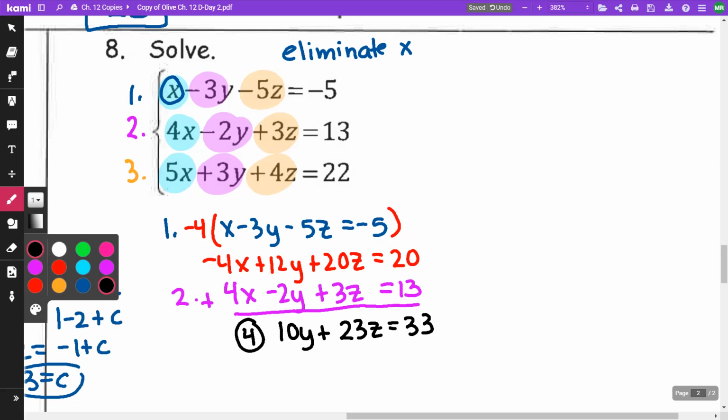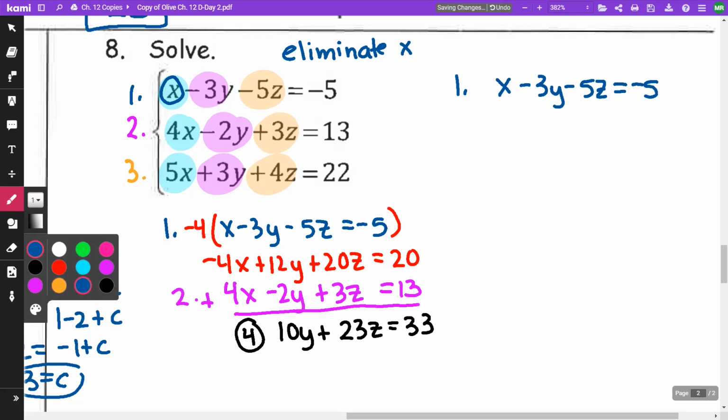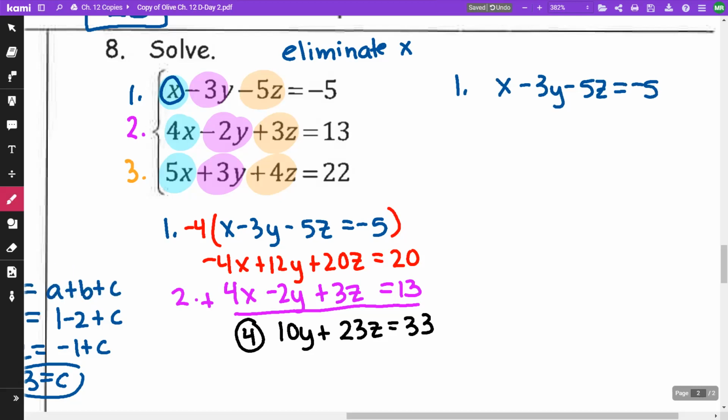So I'm again going to take equation 1. So I'm just going to do it up here. Which was x minus 3y minus 5z equals a -5. And this time, to help eliminate my x in equation 3, I am going to multiply by a -5. So I'm going to get a -5x, a positive 15y, a positive 25z is equal to a positive 25.